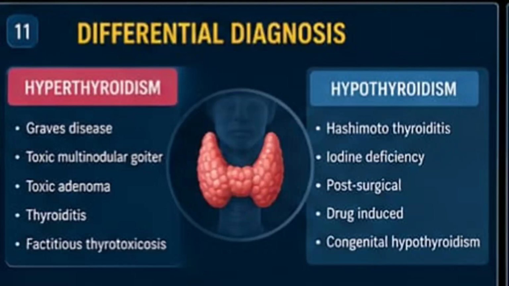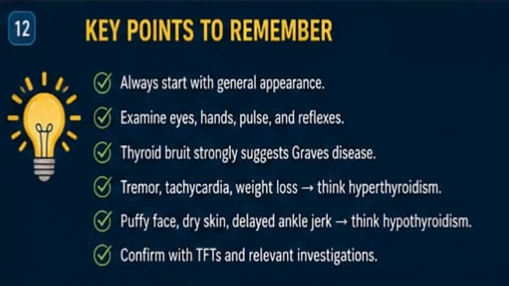Important causes of hyperthyroidism include Graves' disease, toxic multinodular goiter, and toxic adenoma. And common causes of hypothyroidism include Hashimoto thyroiditis, iodine deficiency, previous thyroid surgery, and certain medications. Always think about the underlying cause.